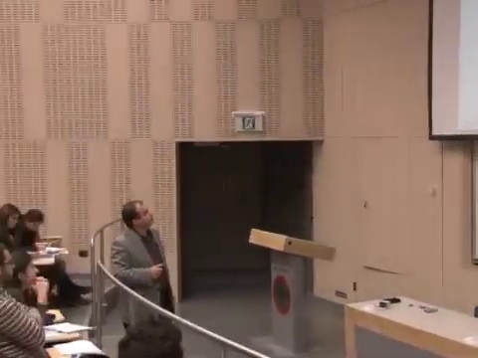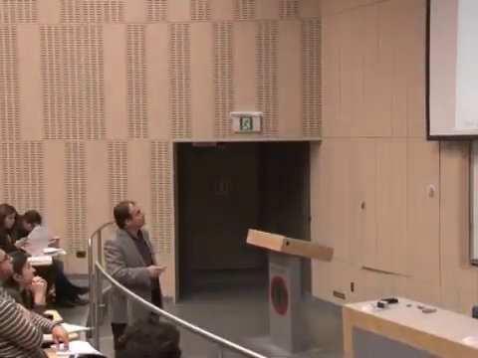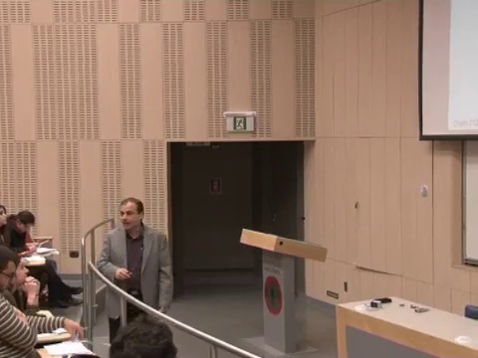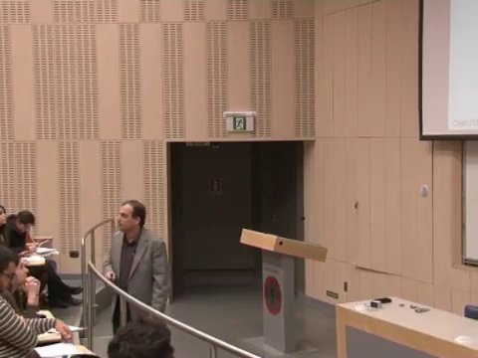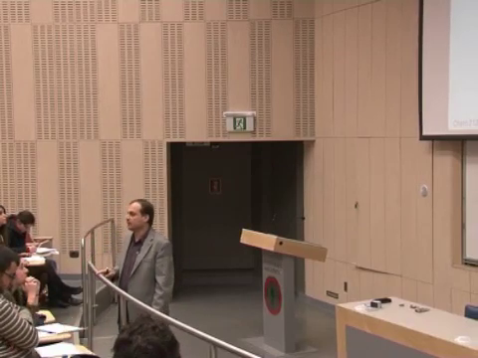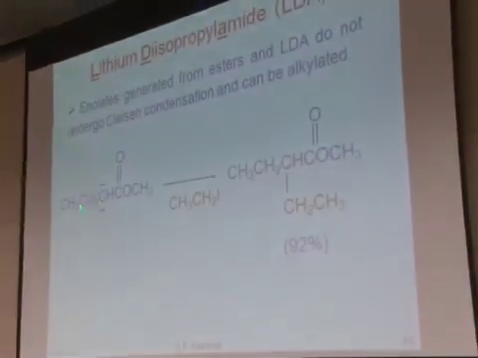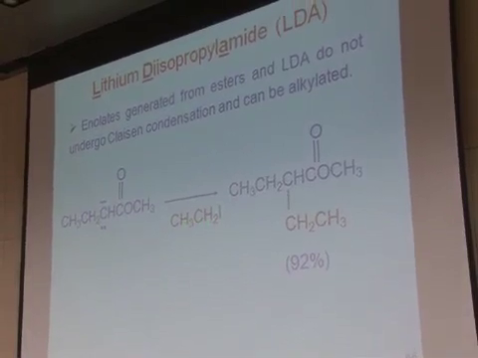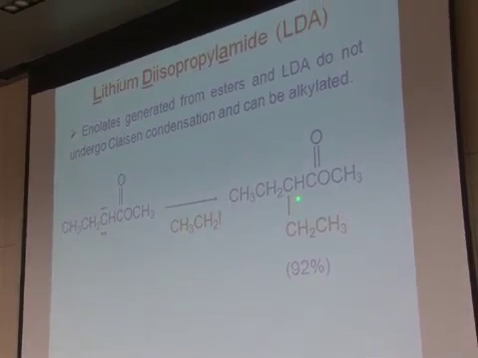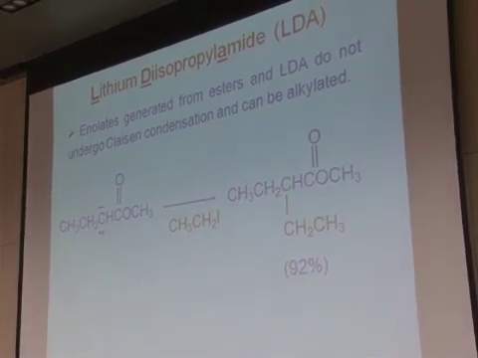Okay. Well, lithium diisopropylamide can also generate the enolate of an ester quantitatively. So if you have this enolate and then you react it with iodoethane, you can get the alpha carbon to be reacting in an SN2 reaction, and you are adding an ethyl group.